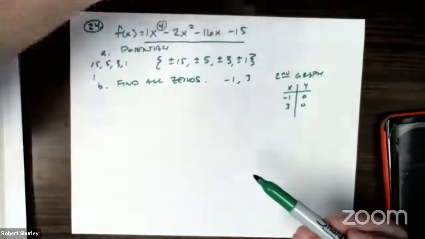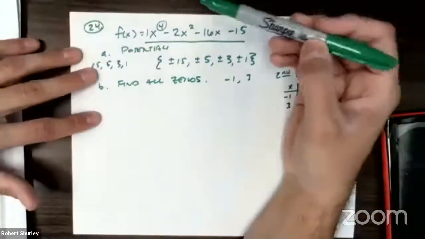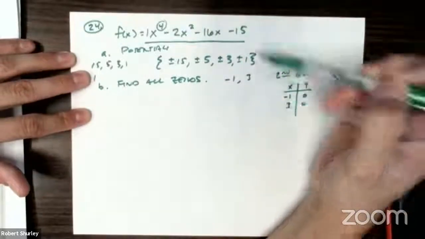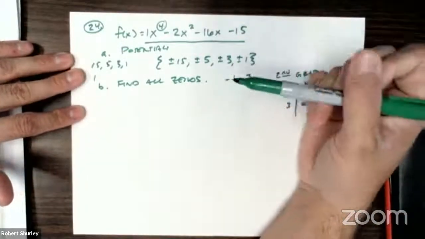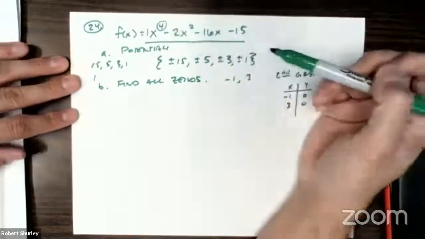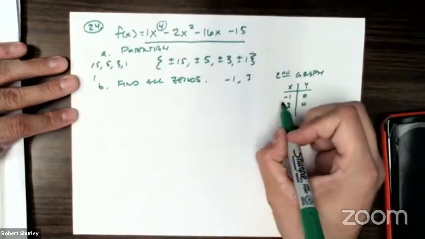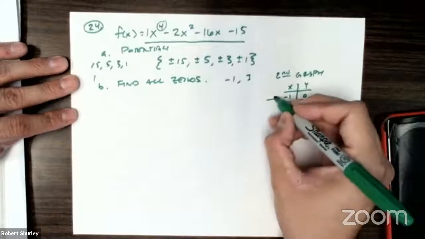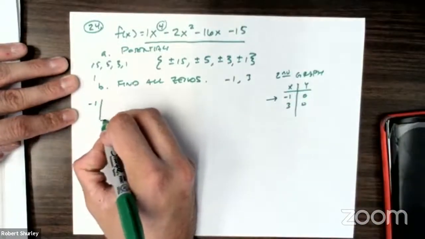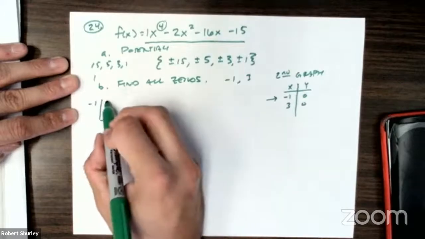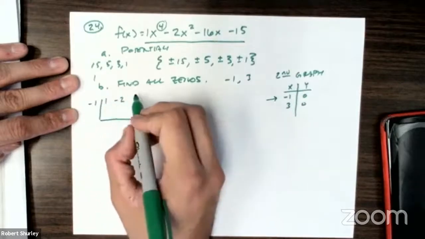Cool. Now what's different though is, look, we're going to have to divide these out one at a time to get to the quadratic. That's what's different because it's a 4th degree and not a 3rd degree. It doesn't matter which one you start with. I'm going to just start with the -1. So I'm going to divide -1. And I get 1, -2.